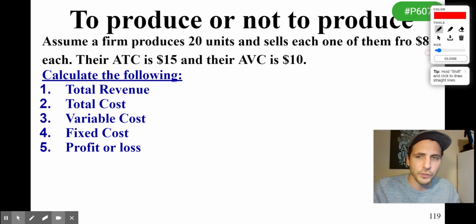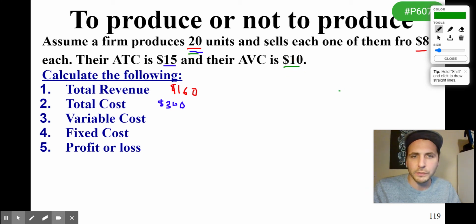Let's try it together. So total revenue is going to be my quantity times my price, 20 times 8. That's going to be $160. My total cost is going to be average total cost 15 times quantity of 20. 15 times 20 is $300. Cool. All right, jump on to the next one. My variable costs. Well, we know variable costs are my average variable cost of 10 times my quantity of 20. 10 times 20 is $200.